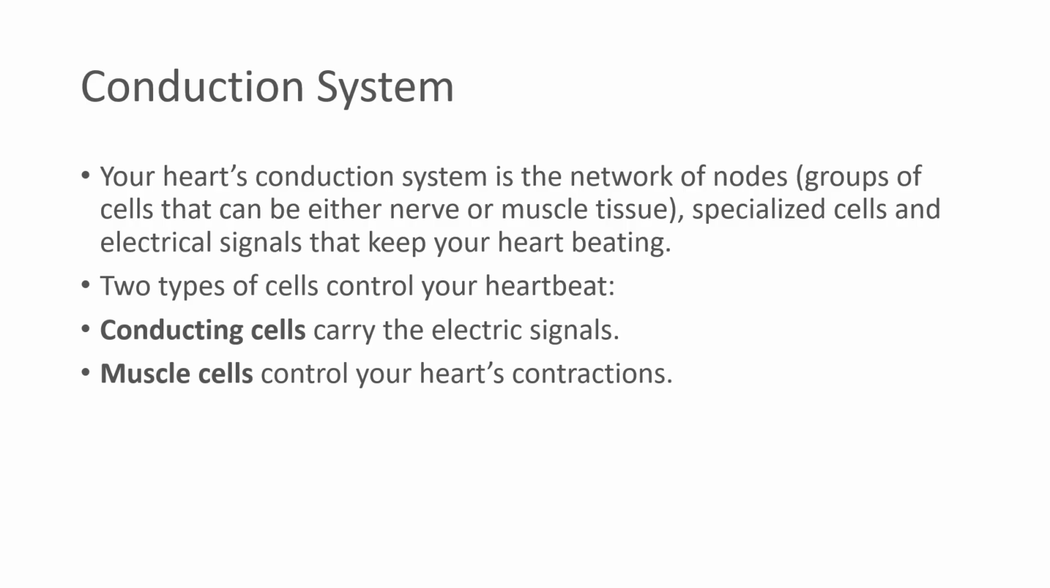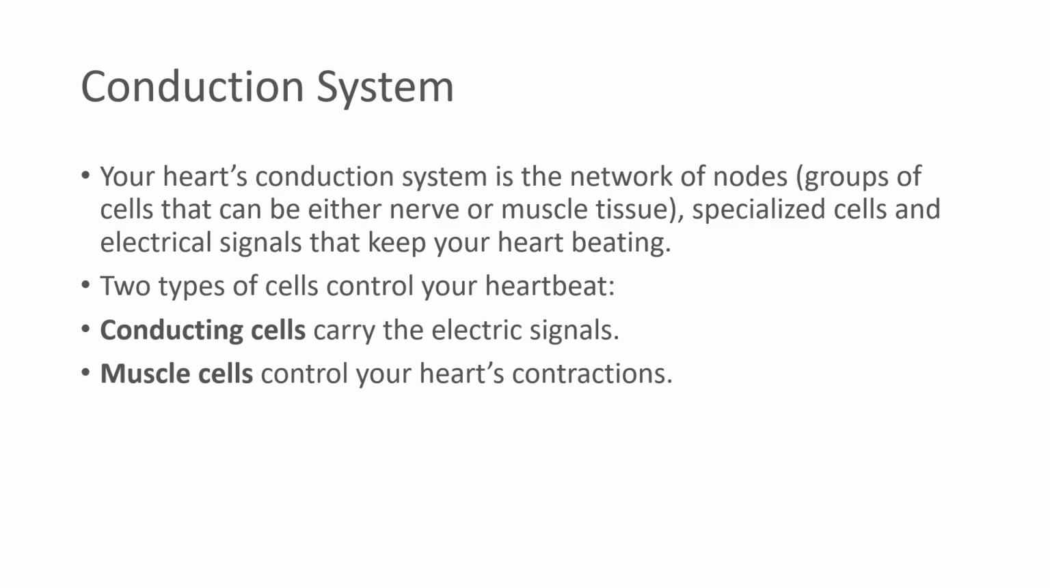So in the starting, the conducting system is the most common or most starting part of your ECG. Conduction and contraction are happening together, so only then is the ECG waveform developing. Your heart's conducting system is a network of nodes, groups of cells that can be either nerve or muscle tissue, specialized cells and electrical signals that keep your heart beating. You all understand. So there is a specialized cell, and I also have the electrical signal in that muscle. Then only it makes your heart beat.